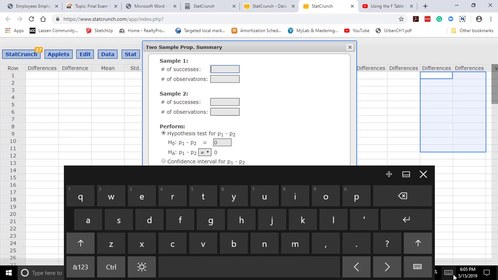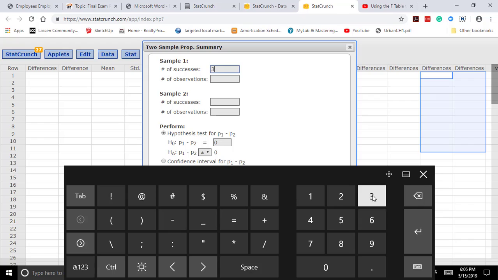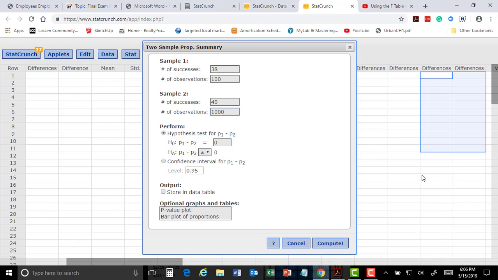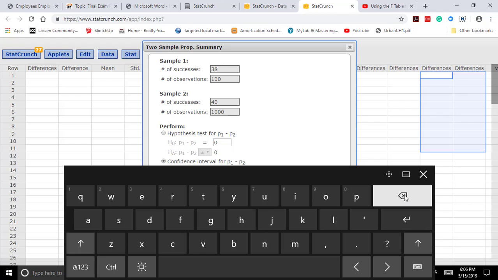for the first sample? 38. Okay, and the number of observations? 100. And the next one? 40. Okay. And are we doing a 2-tailed test? Or what are we talking? What are we trying to find here? What was the confidence interval? 99? So I have to go here to put 99. Okay, good.